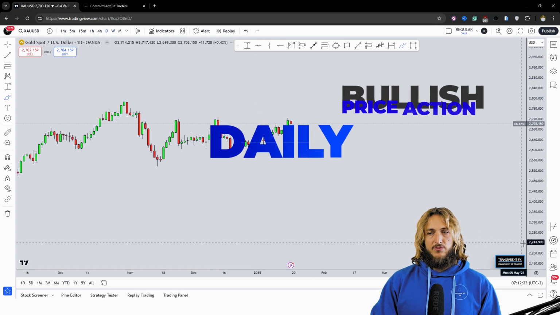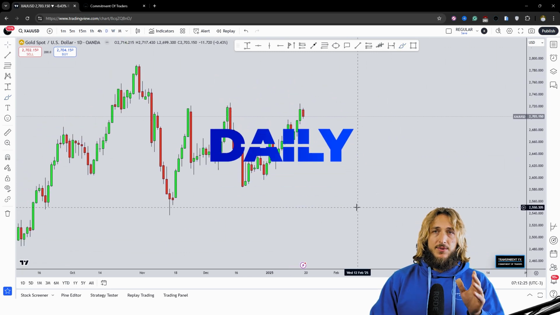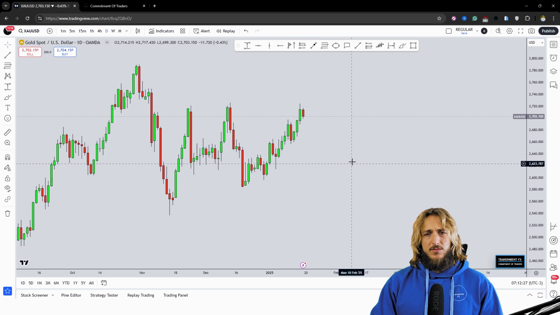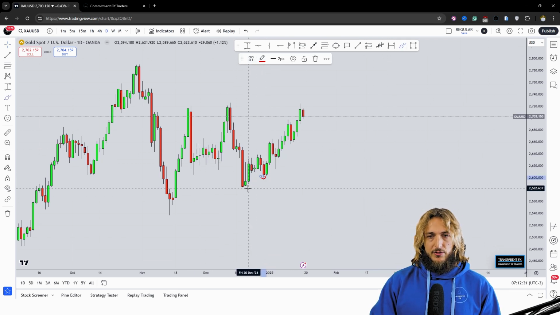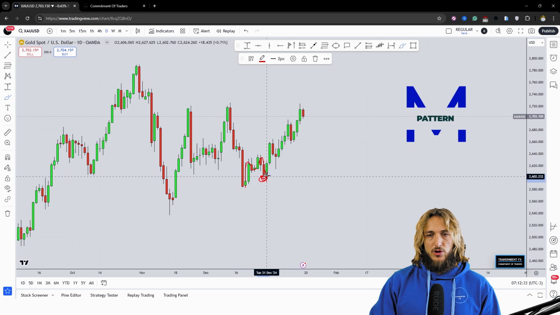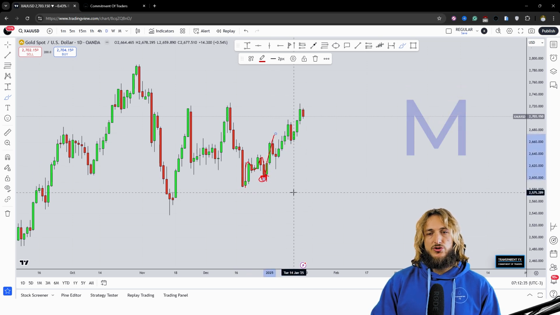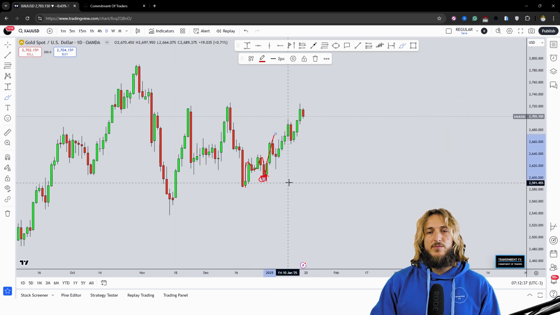Dropping down on the daily time frame, what do we see? Now here in the daily, I did speak about gold a few times in the past. I spoke about it when the market was here. After the creation of this M pattern, I explained all the reasons for which we could expect a rejection to the upside. And in fact, that is exactly what the market gave us.